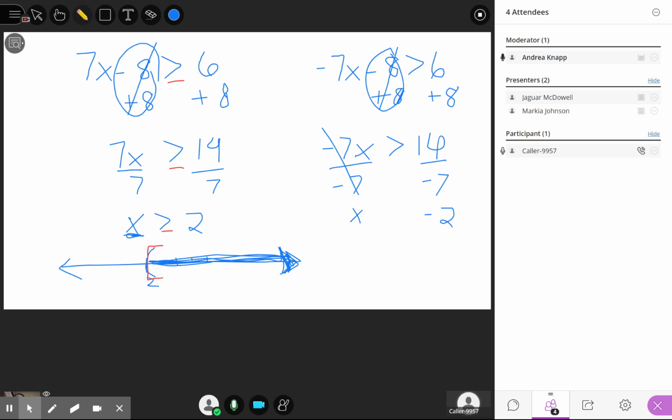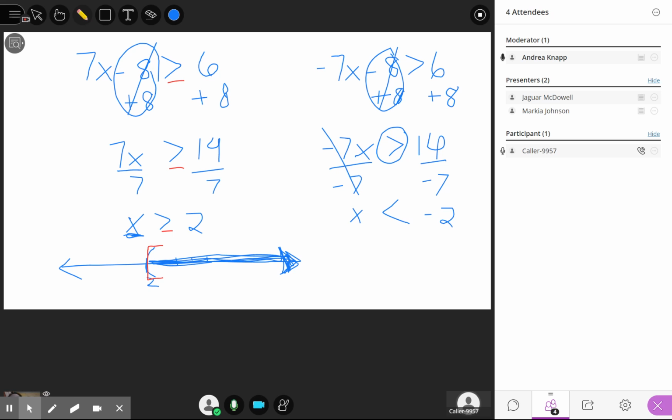But if we leave it as greater than, we're going to get the exact opposite of what the answer should be. If you have divided or multiplied by a negative, you need to reverse that inequality. So we're going to reverse it to less than negative 2.